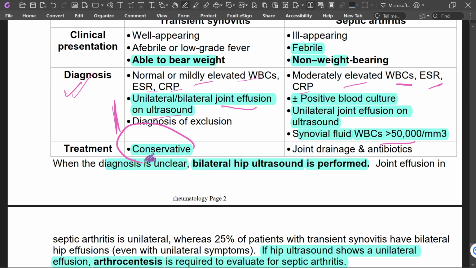Transient synovitis is treated conservatively. It occurs in 3 to 8 year old children who come with a complaint of limping, and there may be normal or mildly elevated ESR, CRP, or WBC. It is a diagnosis of exclusion, but septic arthritis is a medical emergency, and here you should do joint drainage and antibiotics.